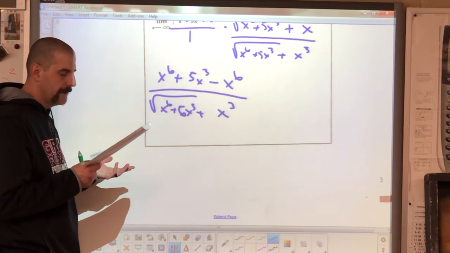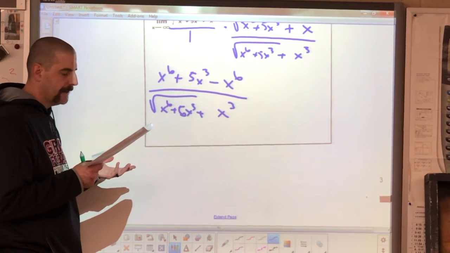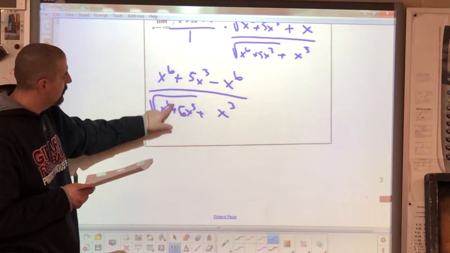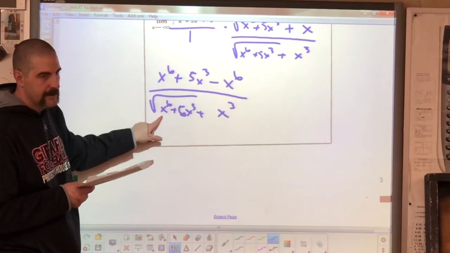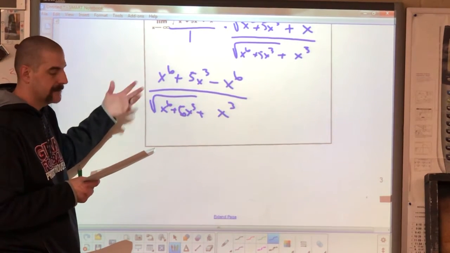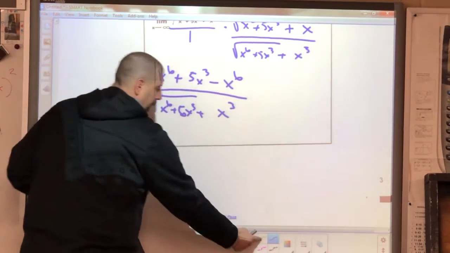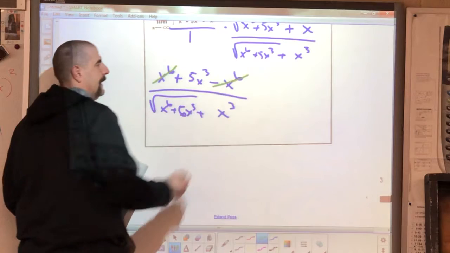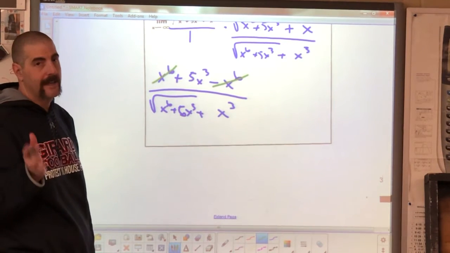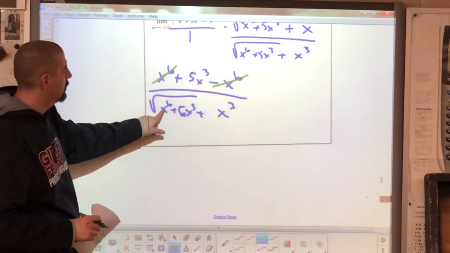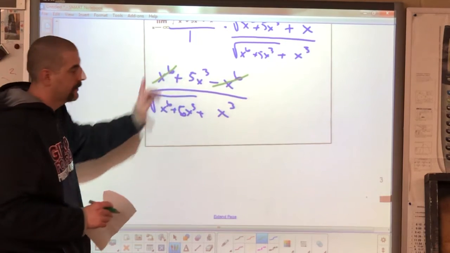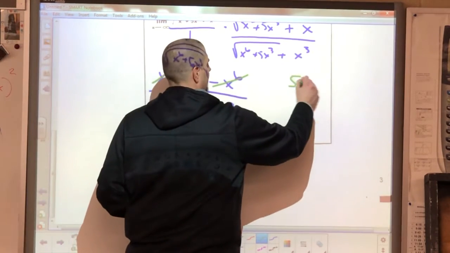Well, when you do this, you're going to divide everything by the square root of x to the 6th. So the square root of x to the 6th is x to the 3rd. Now, here's a quick little thing. That usually happens. You're going to cancel out your highest power in the numerator. Notice, the square root of x to the 6th is x to the 3rd. So you're going to divide everything by x to the 3rd.